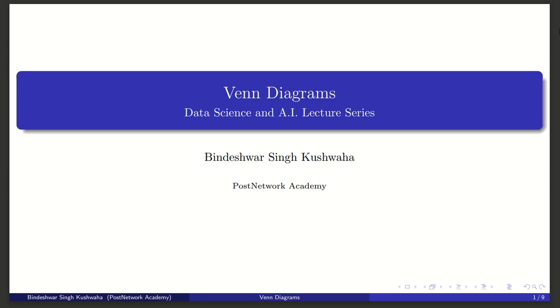Today we are diving into a core concept of set theory, which is Venn diagrams. Whether you are learning mathematics, data science, machine learning or artificial intelligence, understanding how to visualize sets and their relationships is crucial. So let's explore Venn diagrams and see how they can simplify complex concepts.